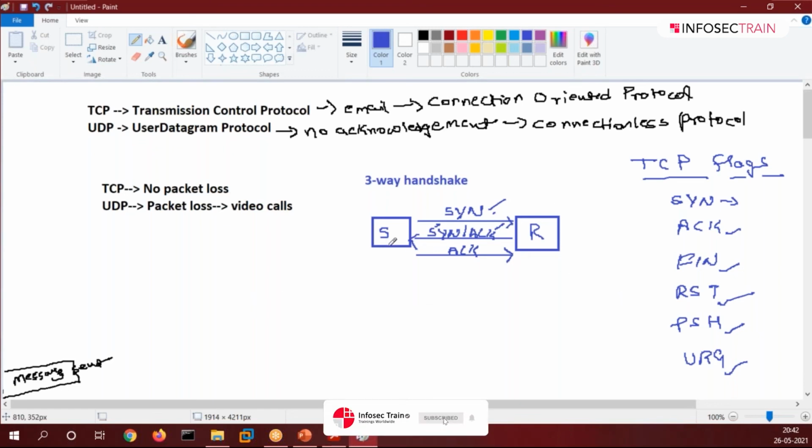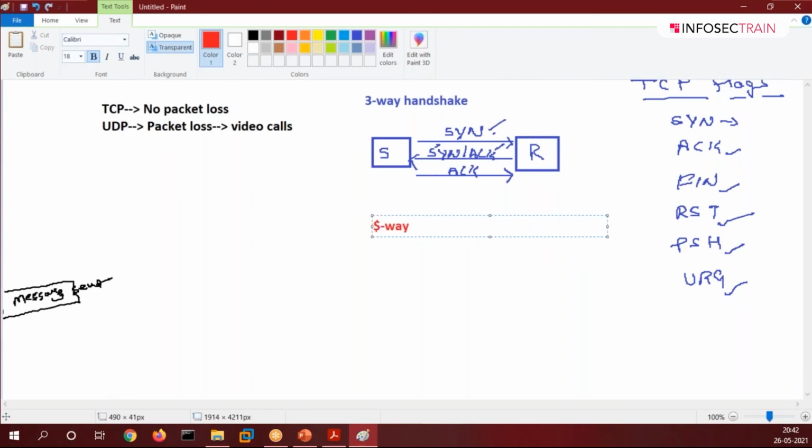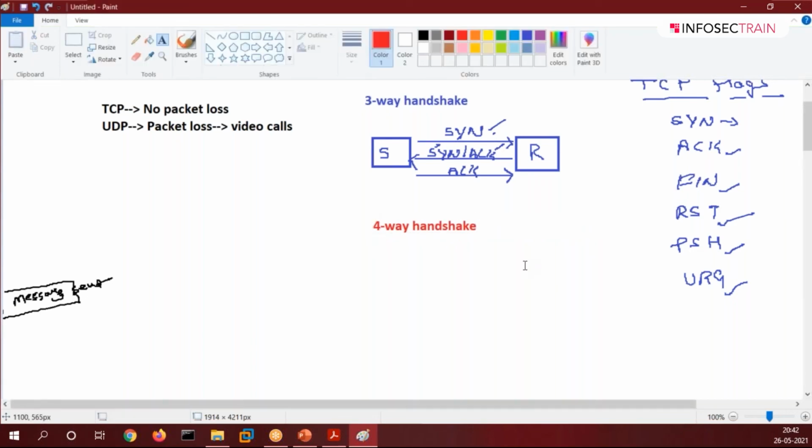Then we also have the four-way handshake. So we have started the communication with the three-way handshake. So how will we close the communication when the data is sent? There we do the four-way handshake. So what is that four-way handshake? Your four-way handshake is used to close the communication, right? So what happens over there?